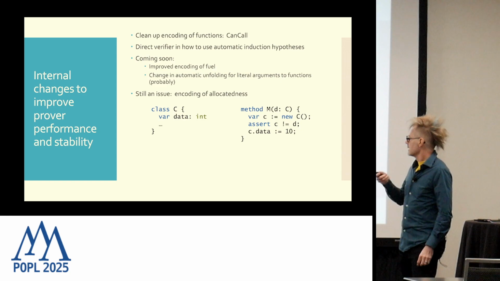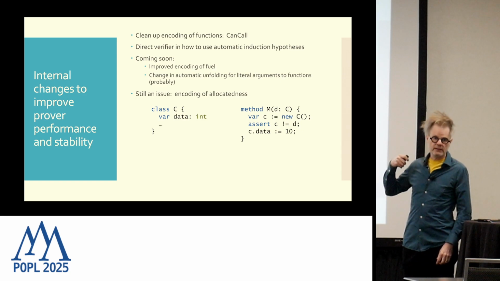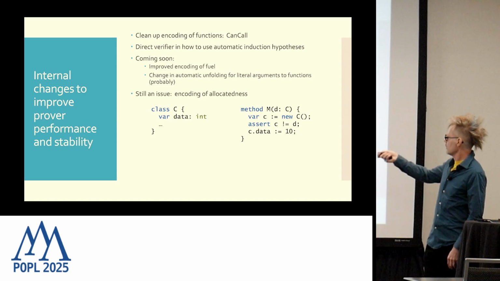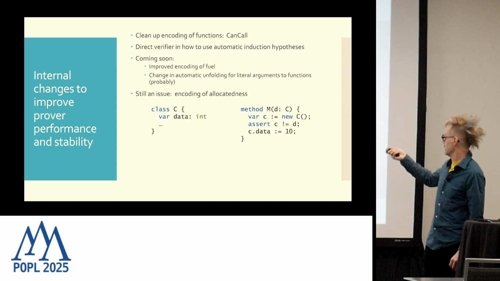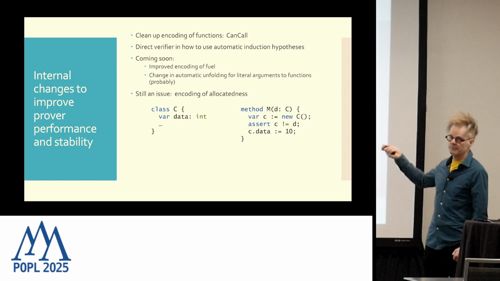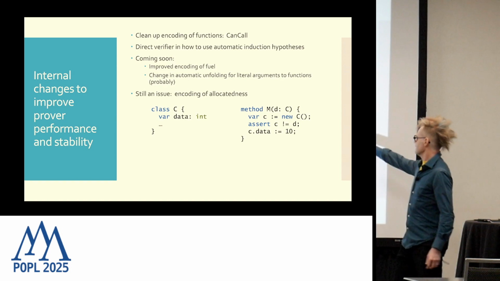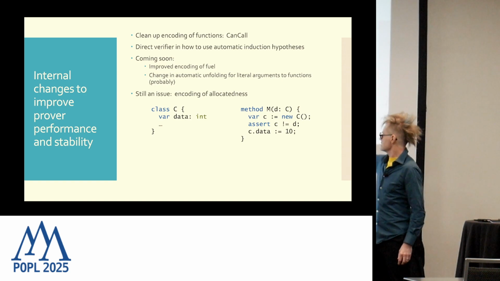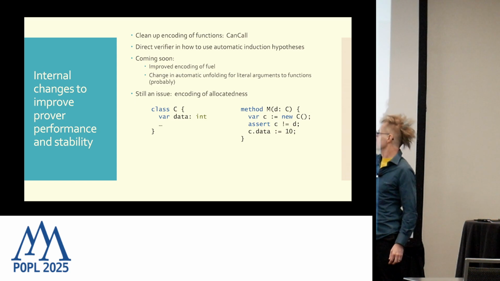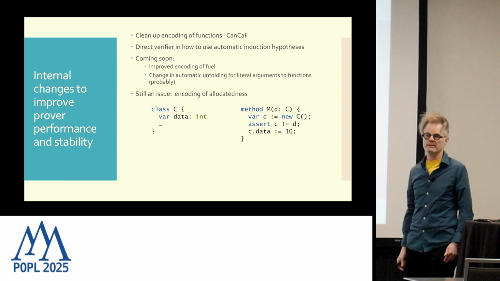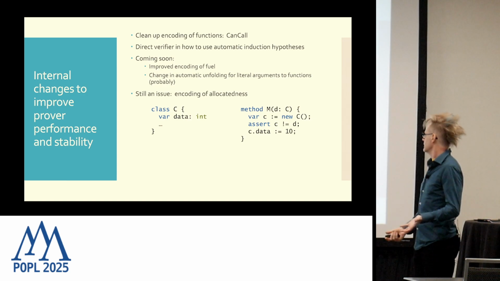Suppose that you have a class with a field, and you have a method here that takes one of these things, C, as a parameter, and it allocates a new one. Well, you and I as programmers would know immediately that, of course, this C that we just allocated here is different from that D. We got the D before, and we're newly allocating the C. Of course these are different.